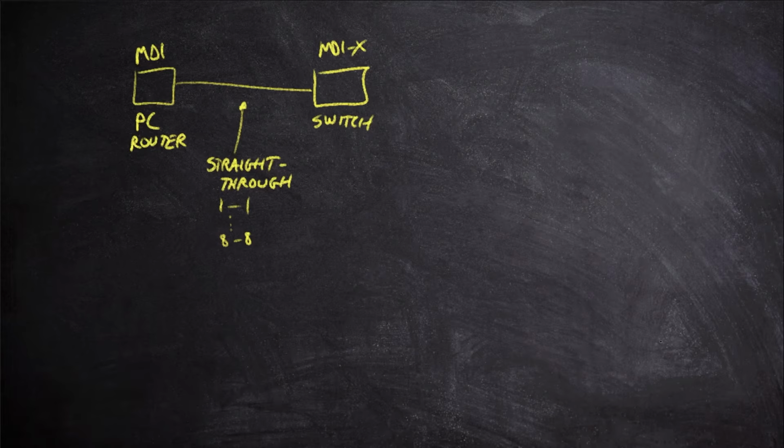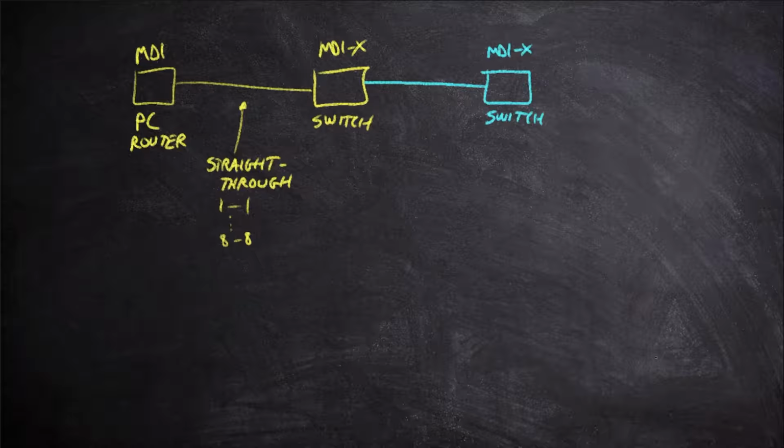However, what happens if we change this up? What happens if we have a situation where now I've got an MDI-X device over here, let's say it's another switch, and I want to connect this MDI-X device to another MDI-X device? Well, now we have a problem because they're both trying to follow a set of rules that allows for compatibility with an MDI type of device.